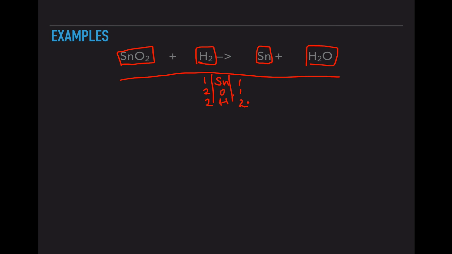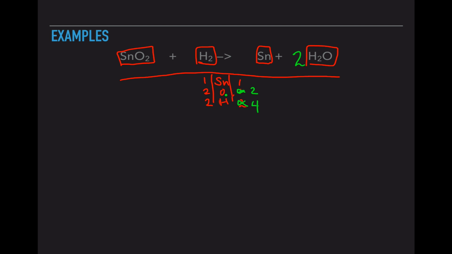So at this point, everything is balanced except for the oxygens. I'm going to try to make these two the same. If I have 2 on the left and 1 on the right, I don't want to make my numbers any smaller. I want to multiply to make them bigger. So I'm going to put a 2 out front of this O. That changes my 1 oxygen to 2, but it also changes my 2 hydrogens to being 4.